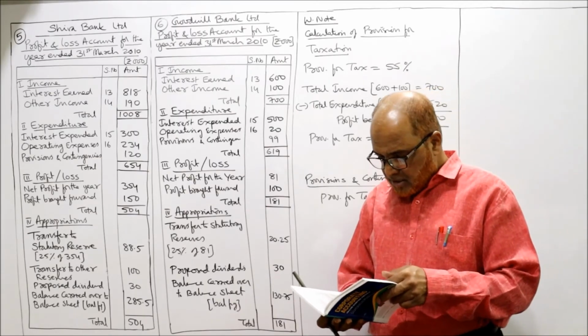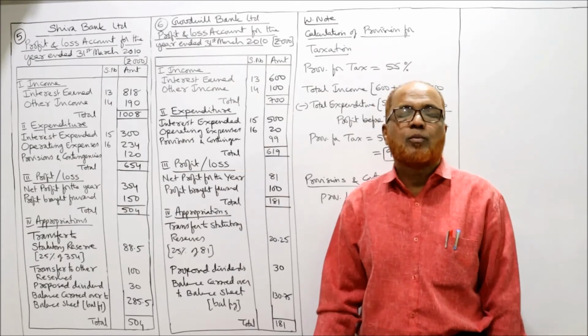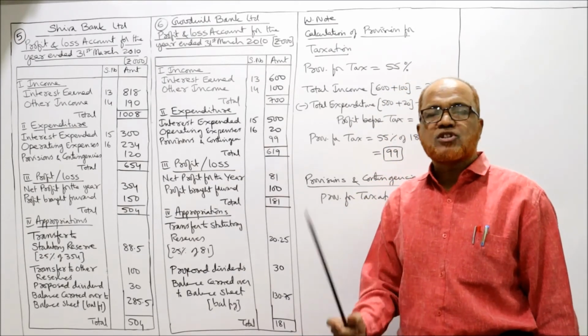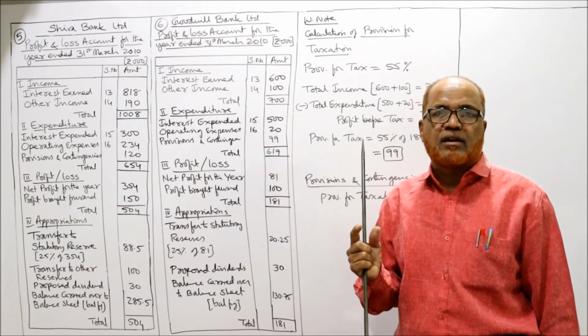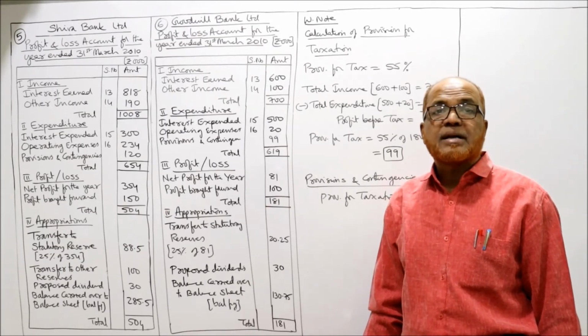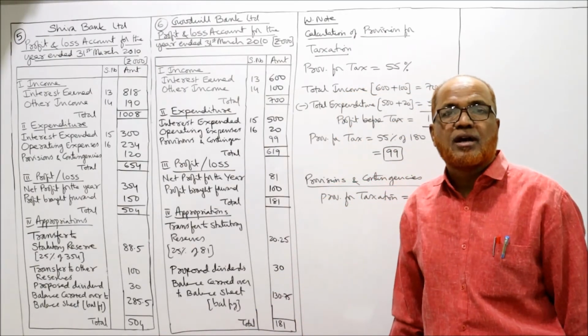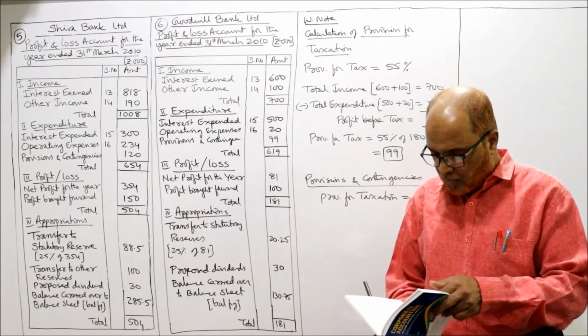Right? And provide for income tax at the rate of 55%. This is the new point. In the previous problem, for provision for taxation, the amount was directly given. But in this problem, the amount is not given. We are given the percentage. It is asking you to calculate provision for taxation at 55%. This is the new point.